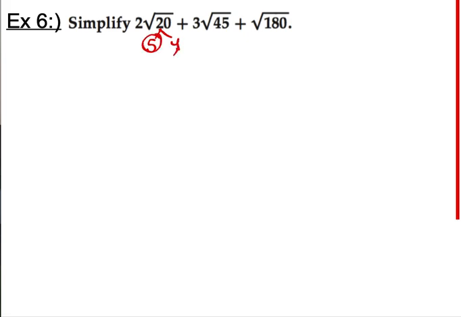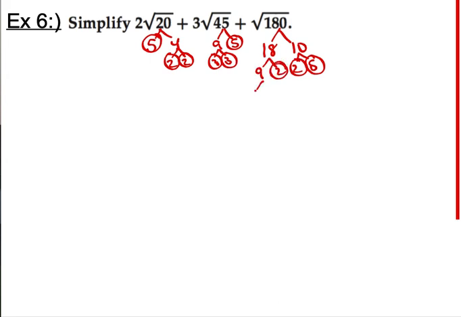5 is prime. 4 is 2 times 2, both of which are prime. 45 is 9 times 5. 9 is 3 times 3. And 180 is 18 times 10. 10, of course, is 2 and 5. 18 is 9 and 2. And 9 is 3 and 3.